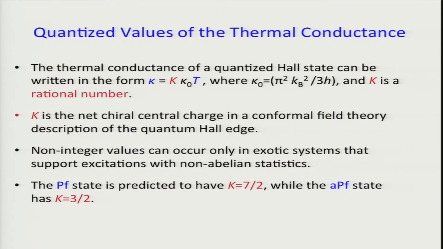It's an integer for states that are sort of normal states. But if you have states that can carry excitations with non-abelian statistics, which are the interesting states, it can be a fraction. And indeed, when you look at the Pfaffian state and the anti-Pfaffian state, this is precisely what you find: these states have non-abelian statistics. They are predicted to have fractional k's, but the important thing is that the thermal conductance is different in these two states, because they are topologically different. One is 7/2, the other is 3/2. The fact that there's a 1/2 here reflects the fact that there are Majorana edge excitations, and that's connected with the non-abelian statistics. So if we can measure the thermal conduction, we should be able to distinguish whether it's a Pfaffian, which would have 7/2, or an anti-Pfaffian state, which has 5/2.